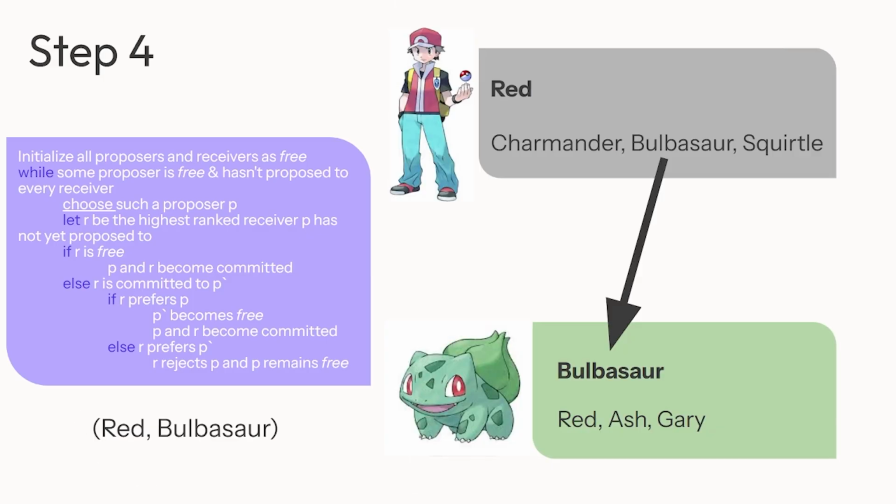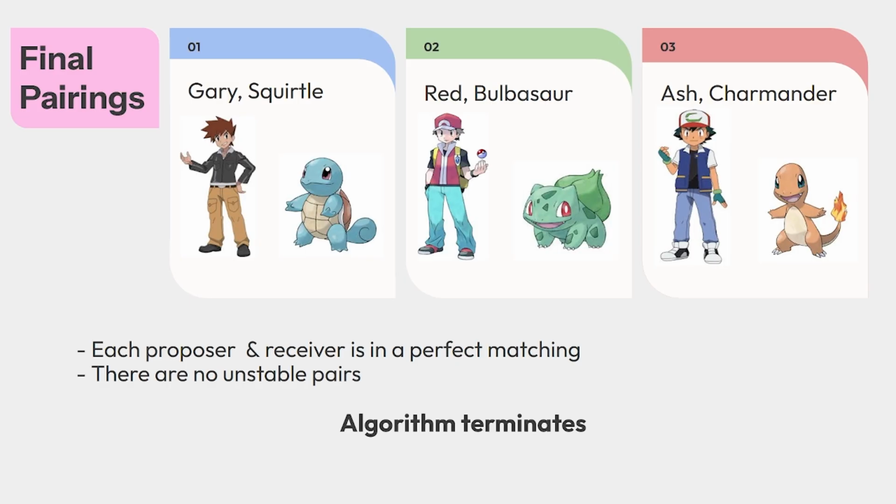So now we return back to Red because although he was in a pair before, Ash took his place, so now he is free. So we look at his highest ranked receiver that Red has not already proposed to. So instead of Charmander, it is now Bulbasaur. And we know that Bulbasaur is free. So Red and Bulbasaur now become a committed pair. And so the while loop now terminates because every proposer and receiver is now in a perfect matching.